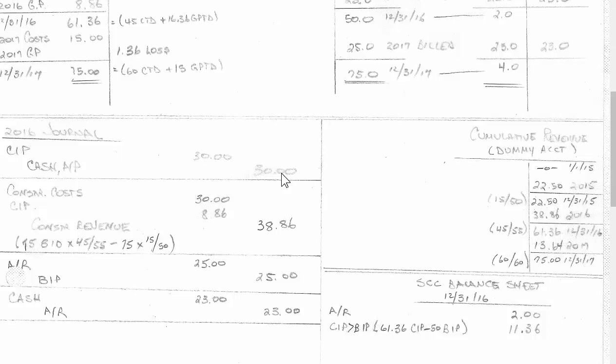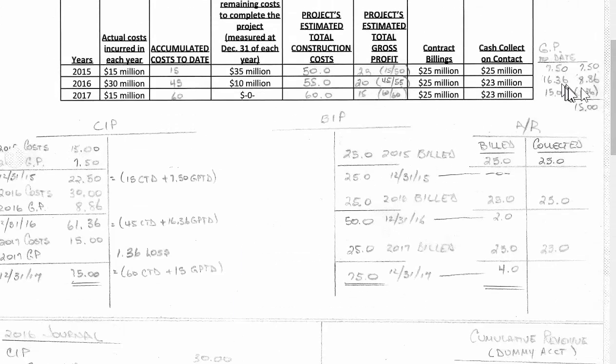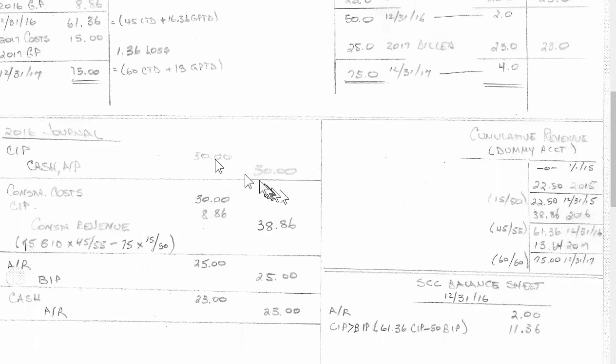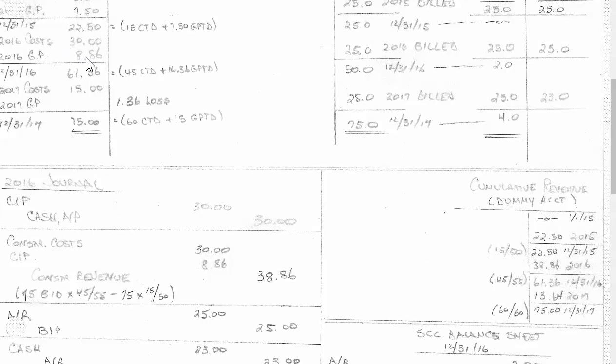Also, we would need to recognize revenue. So we already know that the gross profit increase for 2016 would be $8.86 million. That gross profit increase needs to go to the construction in progress account, so we will debit construction in progress $8.86 million. Now, how much revenue are we going to recognize? Well, revenue will be a forced amount.